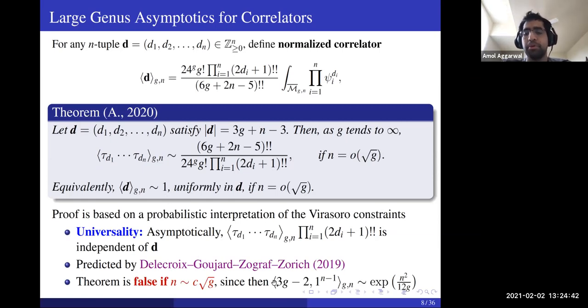So I've given you an example here. If n is growing like c times square root of g, and I look at this correlator where I have a 3g minus 2 and then a bunch of ones, the remaining n minus one of them are equal to one, then this thing will scale like e to the n squared over 12g. So in particular, if n is like c times the square root of g, then it's going to be like e to the c squared over 12. So definitely not like one. So this is the statement. I can pause for any questions if there are any before proceeding.